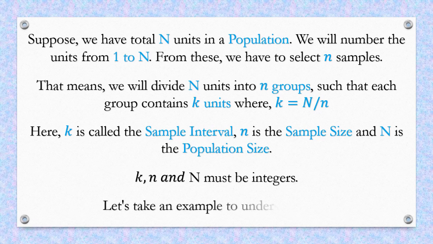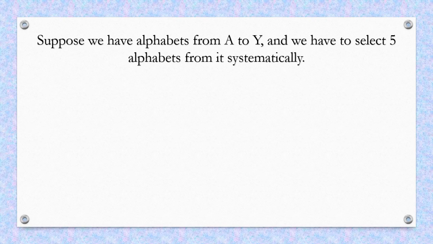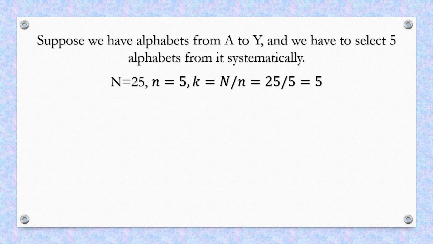Now let's take an example to understand this method. Suppose we have alphabets from A to Y. I am not mistaken here, it is not A to Z, it is A to Y, and we have to select 5 alphabets from it systematically. Now A to Y is capital N, that is 25. We have to select 5 alphabets, so small n is 5.